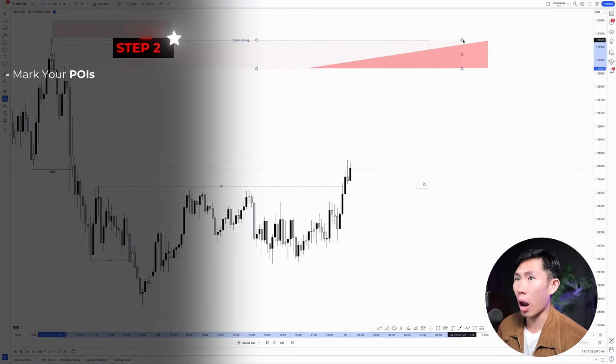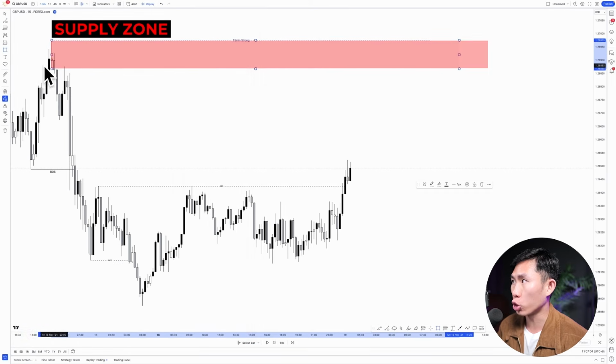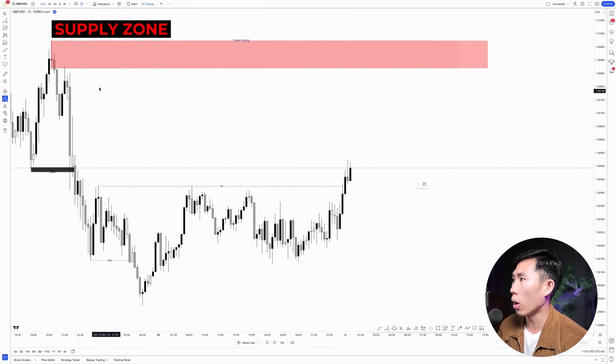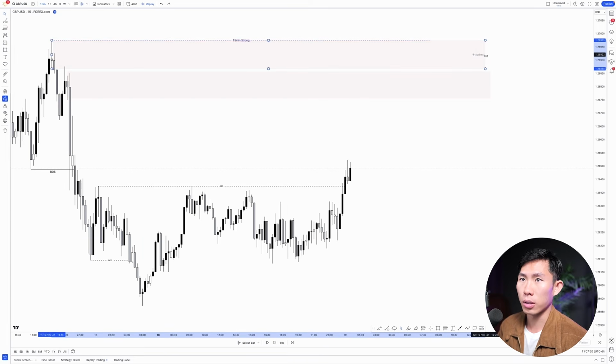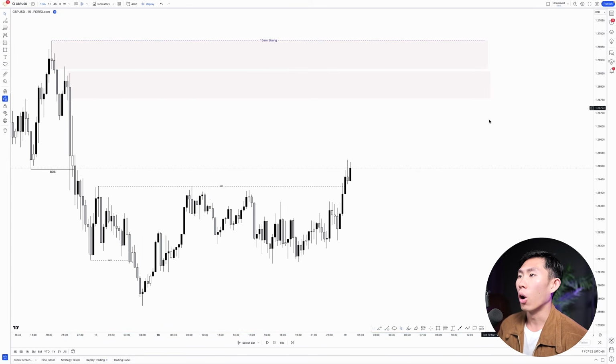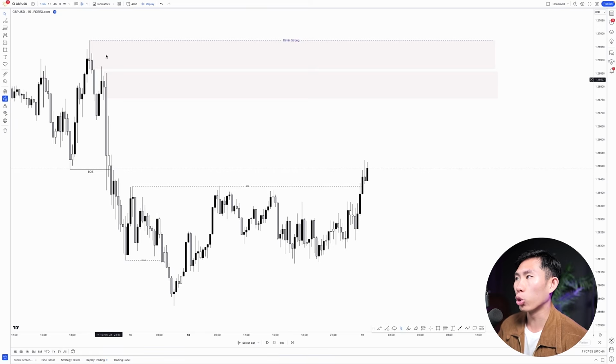The next step is to mark up your point of interest. Over here we've got our extreme supply zone that led to this break of structure, and then there is also another supply zone right here. There's also another supply zone right here. This is more of an order block, but I'll just label this as a supply zone. Let me mark this up to make it a little bit cleaner. Okay, so right now we have our two points of interest.